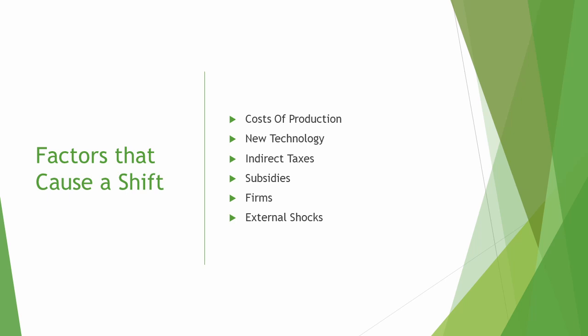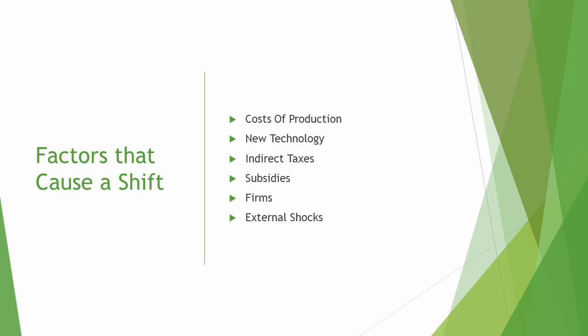Indirect taxes can cause the supply of a product to decrease if they raise the overall cost of production for firms. On the other hand, if indirect taxes are reduced or removed, the supply of the product can increase as production becomes less costly. Subsidies provided by the government can cause the supply of a product to increase as they reduce the cost of production for firms, allowing them to produce more goods. If the government stops providing subsidies, the supply of the product may decrease as firms face higher production costs.